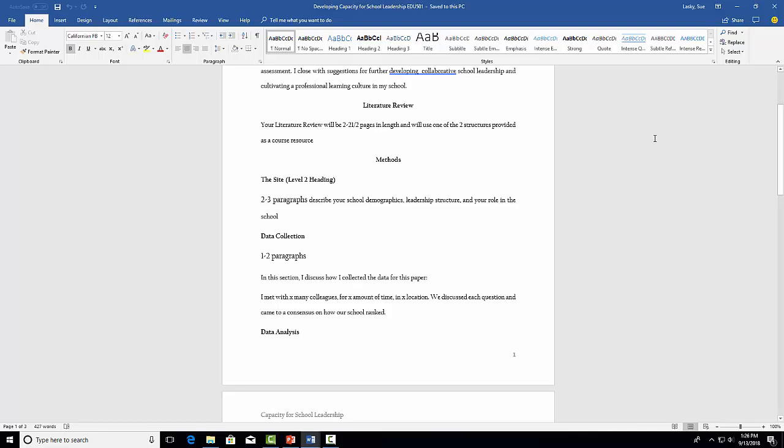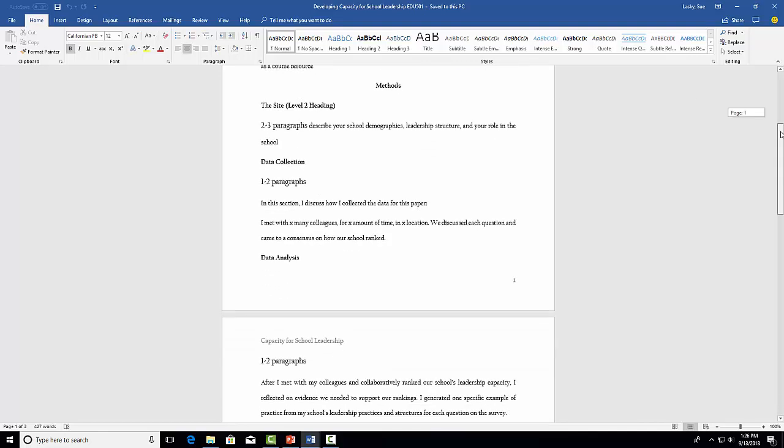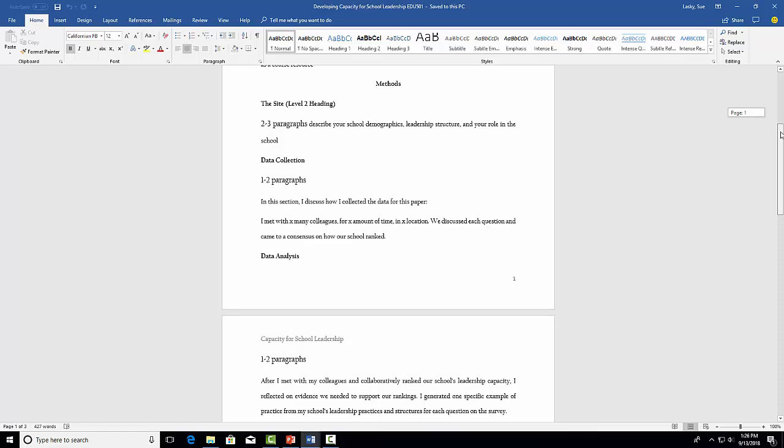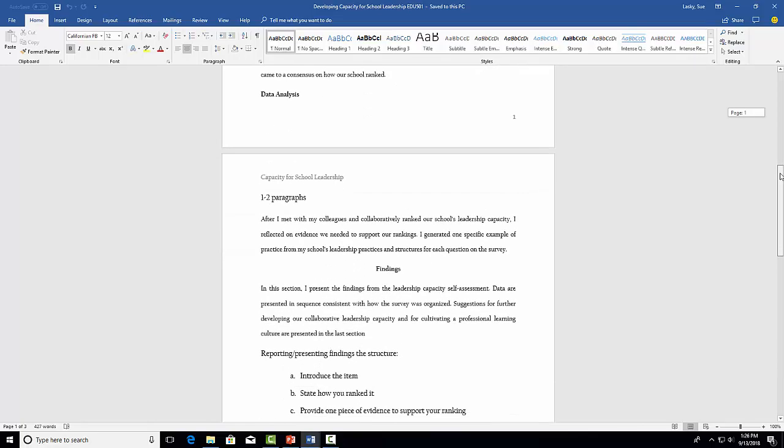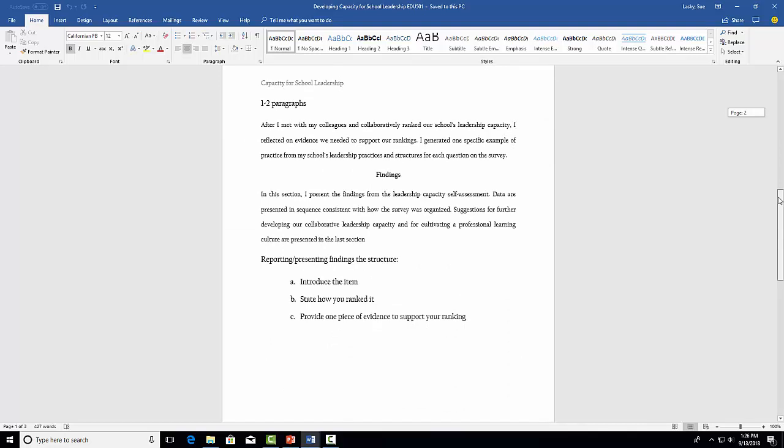when they're written up and completed. The method section, if you remember, is where you tell the story of where and how you collected your data and who you collected it with. And for class, you will be meeting with a couple of your colleagues in your school, and you'll be completing sort of a self-diagnosis or a survey on what is your school's collaborative leadership capacity. So you talk a little bit about your school, how the data were collected, how you analyze your data. Then you present your key findings.